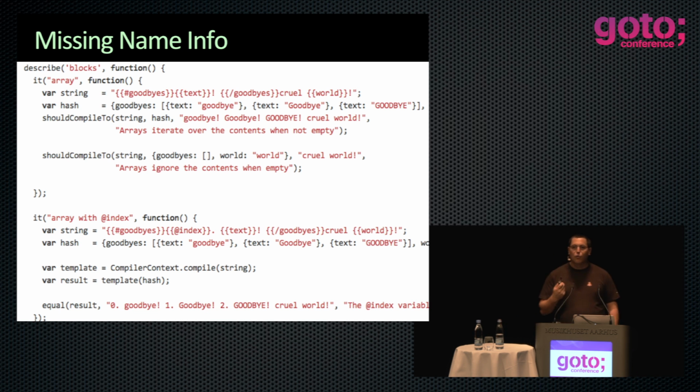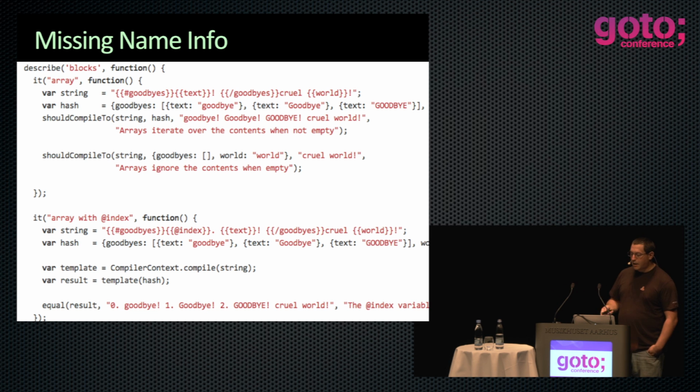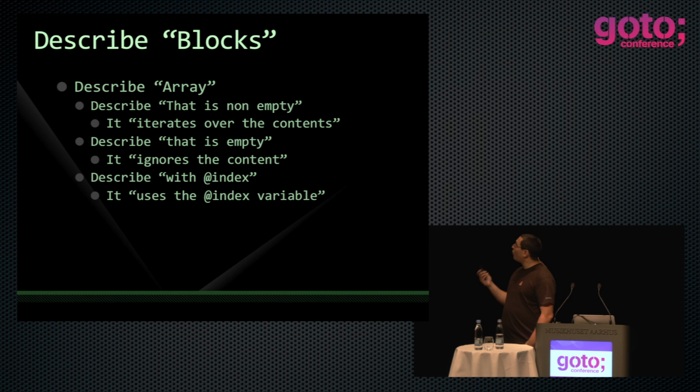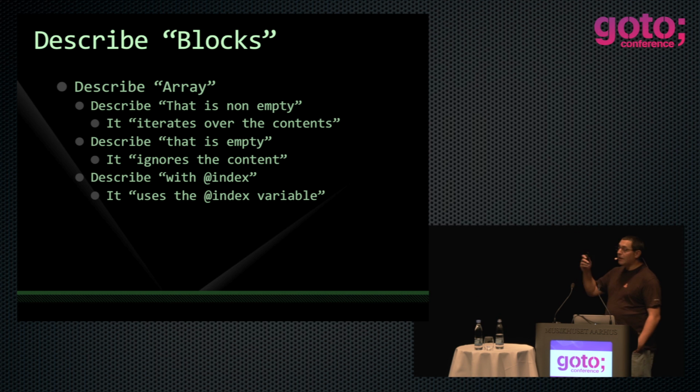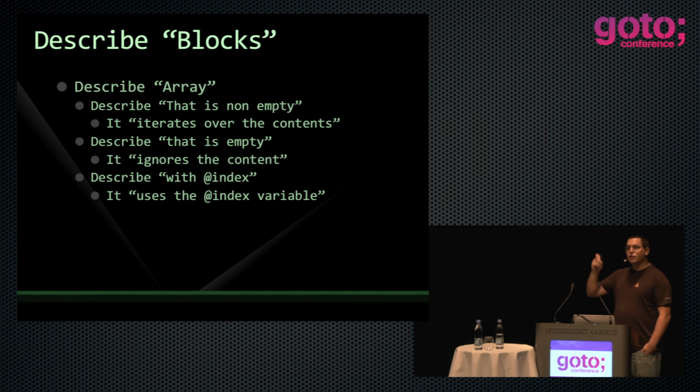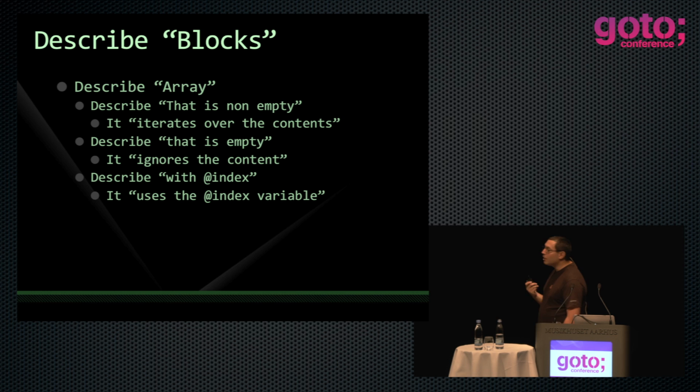Well, that's the wrong way to use the structure, because now the person has to read your test code to understand what's supposed to be going on. If you want your tests to start reading like documentation, we can look at the tests in a different way. Here's how I would structure the same tests. Describe array, then you would have a nested describe inside it that is non-empty, and then an it inside that tells you what is the expected behavior. Iterates over the contents. And then just the describe blocks plus the its give you everything that you need to know without looking at the code of the test.